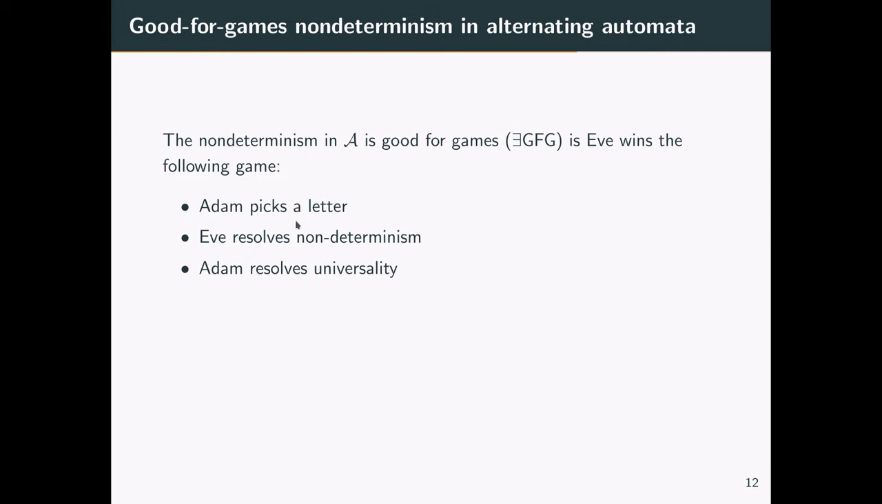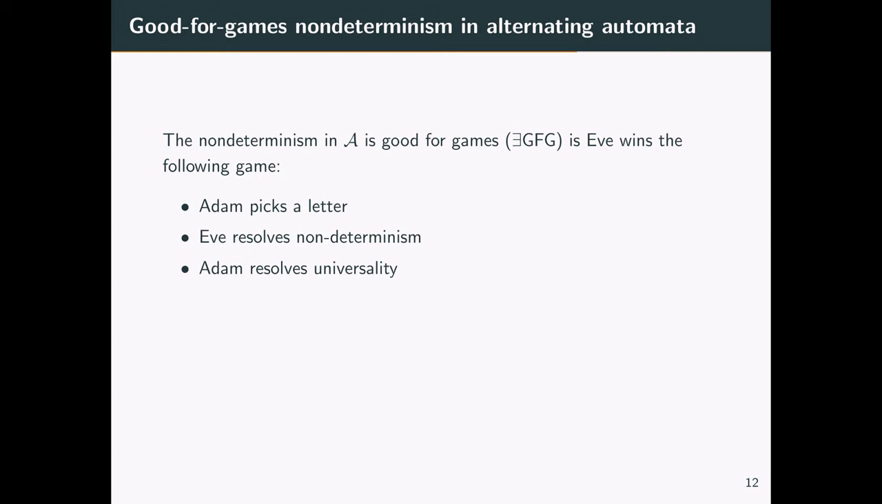So we say that the non-determinism in an alternating automaton is good for games if Eve wins the following game. Again, Adam picks a letter at every turn, and then Eve and Adam together resolve the non-determinism and universality. So Eve will control the non-determinism and try to force the path to be an accepting path in the automaton, while Adam resolves the universality while trying to make the path rejecting. So instead of just Eve resolving non-determinism, we also had to resolve universality, and we'll give that choice to Adam.